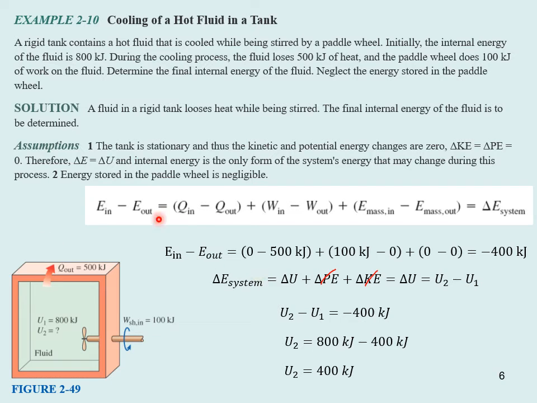Now, E in minus E out has to be equal to E system, so U2 minus U1 has to be equal to minus 400 kilojoules. And since we know what U1 is, that's the initial internal energy, we can solve for the final internal energy. Turns out to be 400 kilojoules.